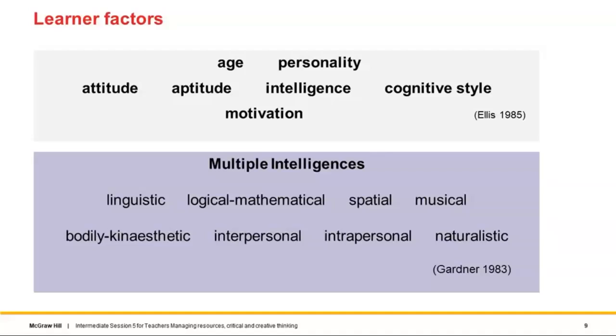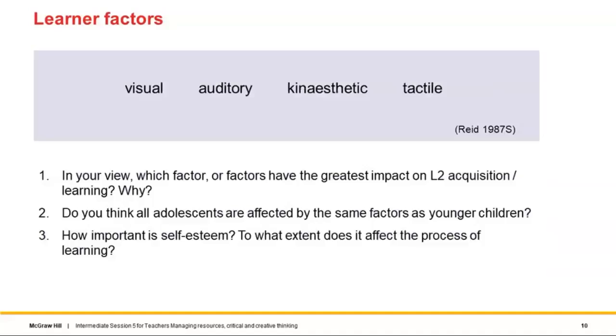Okay, so it is important for us to find out what each learner can do rather than what they can't do. Do you think adolescents are affected by the same factors as young children? Thank you for confirming you're there. Thank you very much, Ada. Okay, is it exactly the same factors that affect young learners, adolescents, and adults?